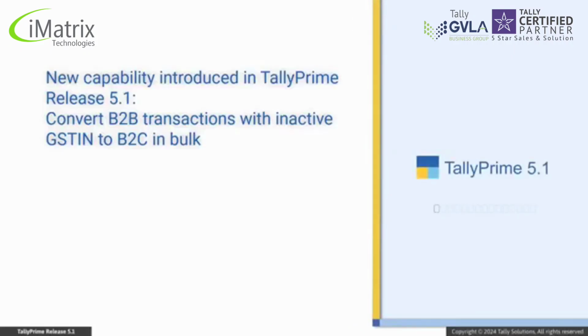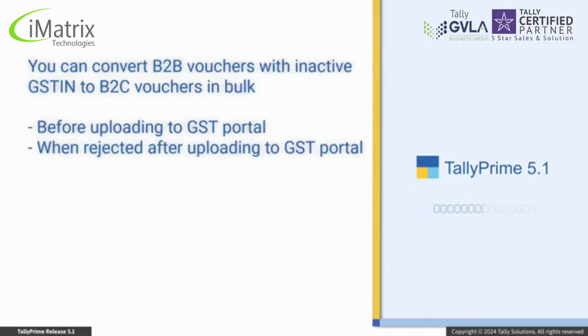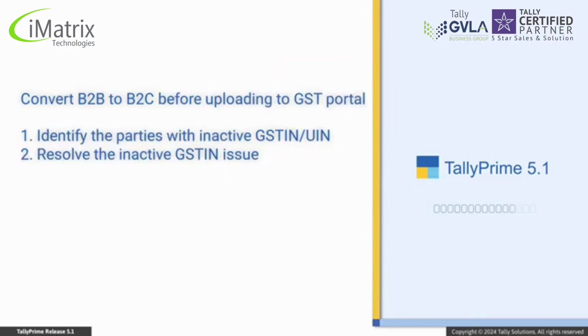In this video, you will understand the new capability introduced in Tally Prime Release 5.1 to convert B2B vouchers with inactive GSTINs to B2C vouchers in bulk. This will prevent rejections by the portal and delay in filing. You can convert vouchers with inactive GSTINs before upload, and vouchers rejected after upload to GSTN due to inactive GSTIN UIN. Convert before uploading to GST portal.